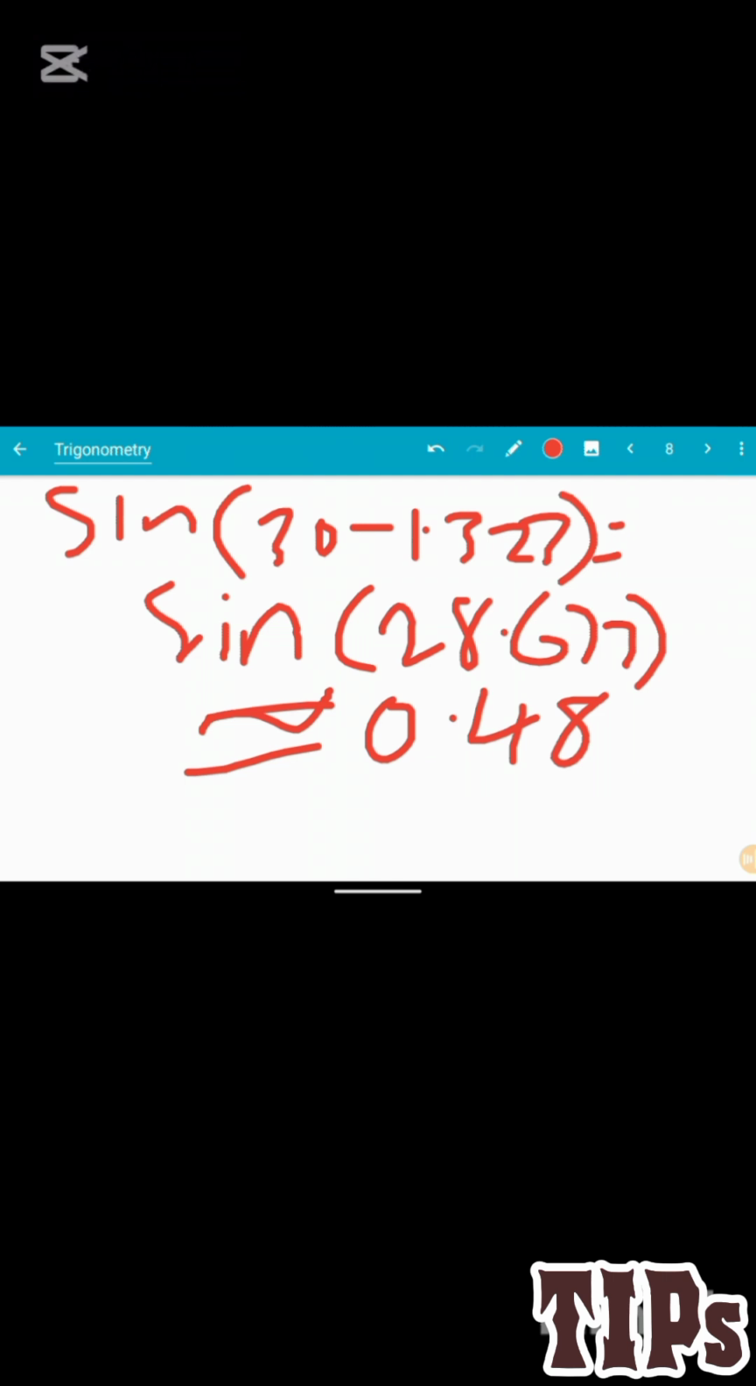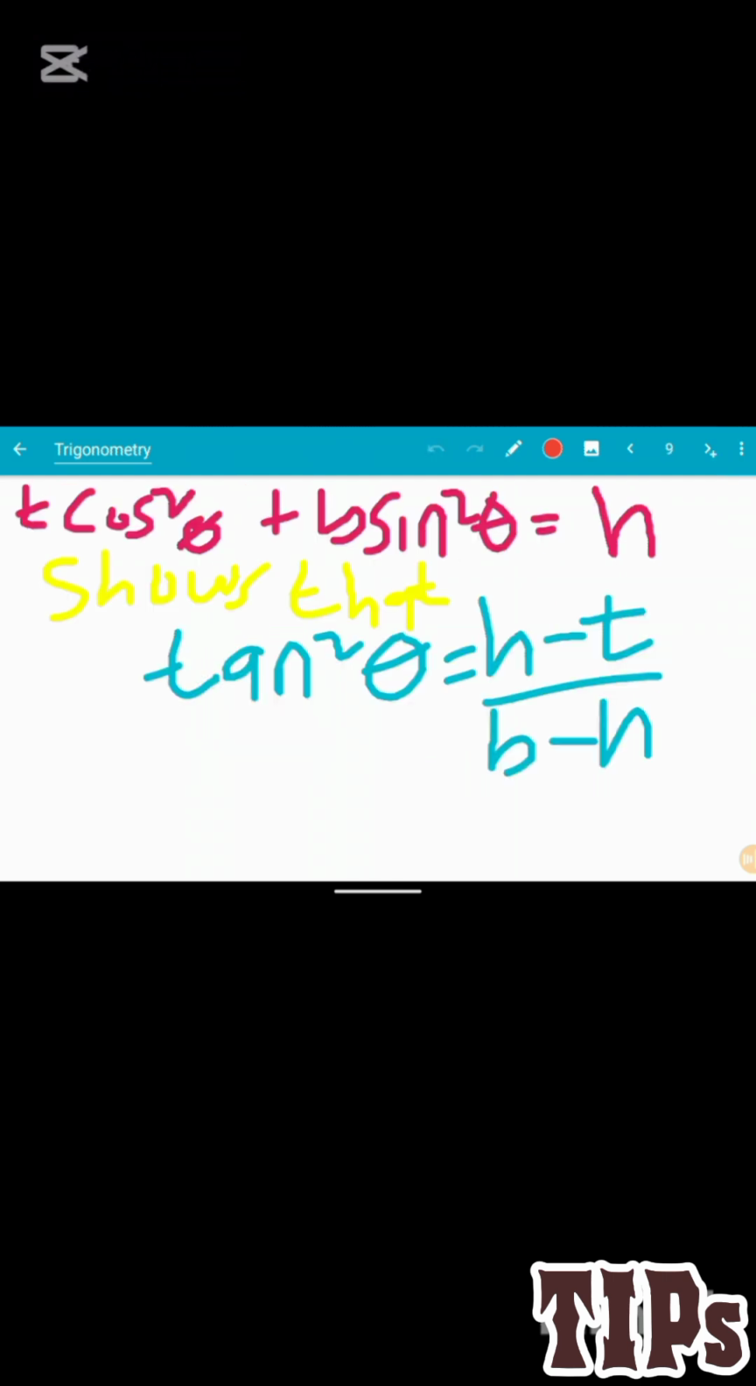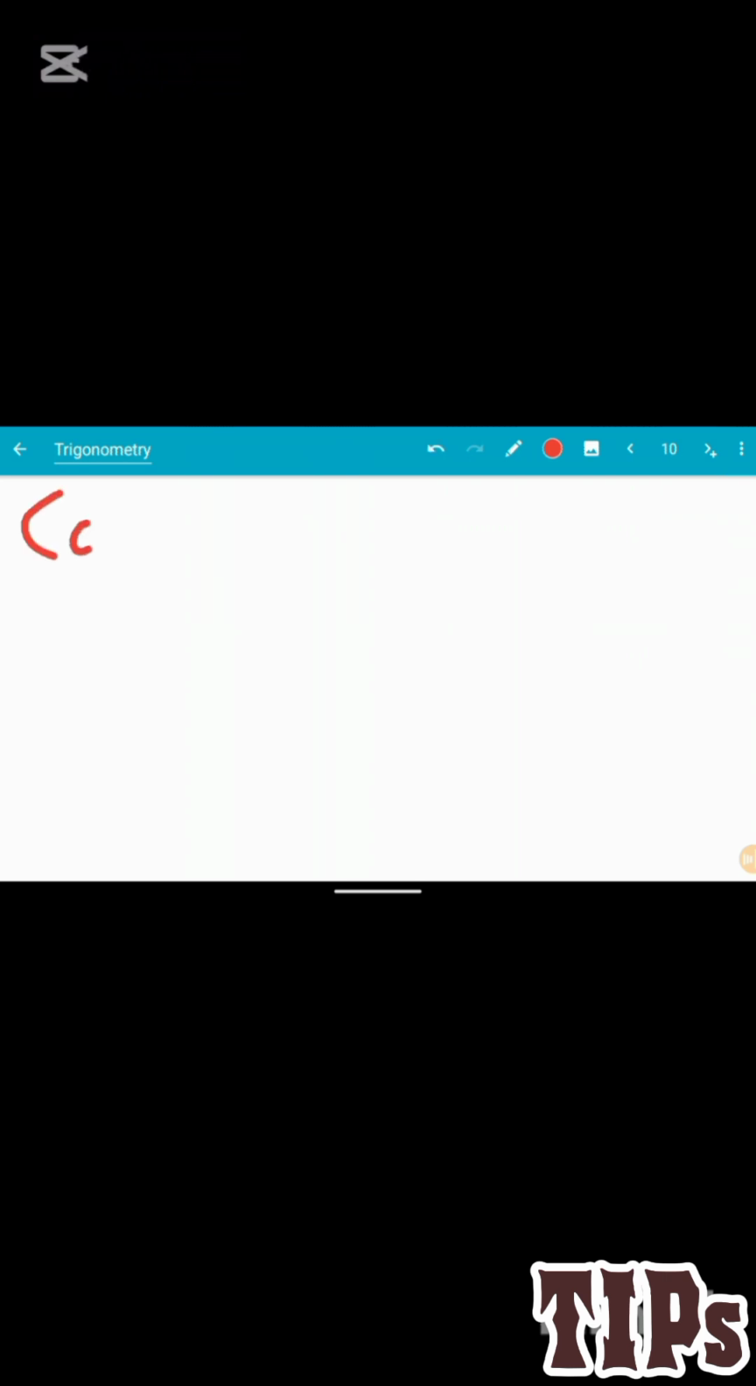Yes, let's continue. Can you solve this? This is a trigonometry equation. The question says t cos squared theta plus b sin squared theta is equal to h. Show that tan squared theta is equal to h minus t all over b minus h. It's very simple. Let me show you how to work. Don't forget that cos square theta is equal to 1 minus sine square theta.